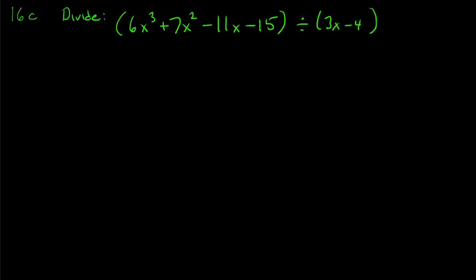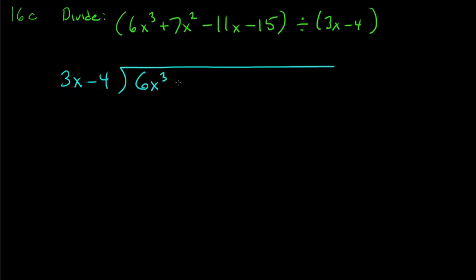Let's go on to 16c. 6x cubed plus 7x squared minus 11x minus 15 divided by 3x minus 4. Okay, we're dividing by a binomial, 2 terms. So the trick that we did in the previous problem in part B does not work here. So we're going to have to write this as a long division problem. The 3x minus 4 is the divisor, and the dividend, the thing we're dividing, is 6x cubed plus 7x squared minus 11x minus 15.